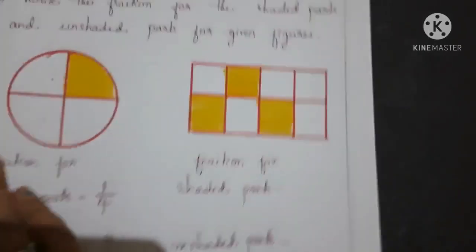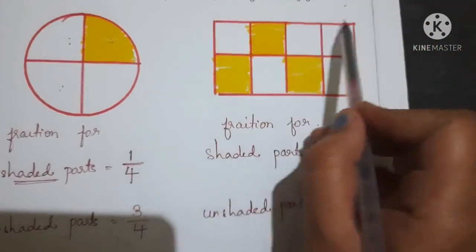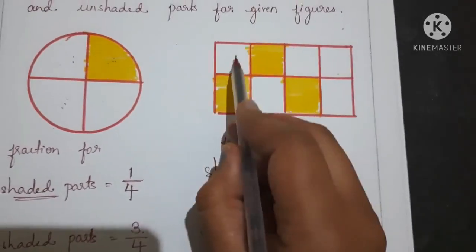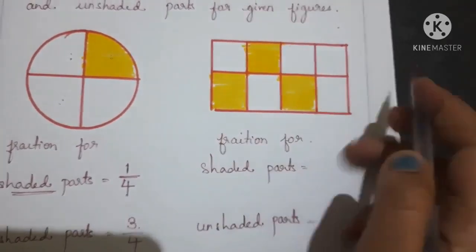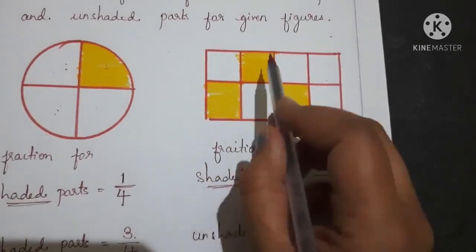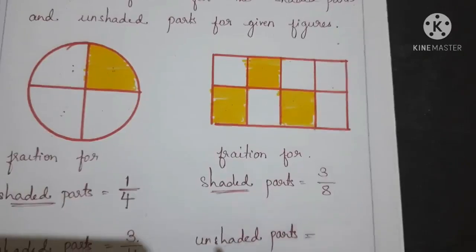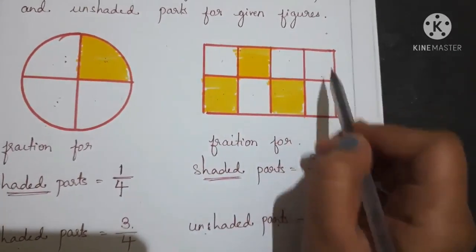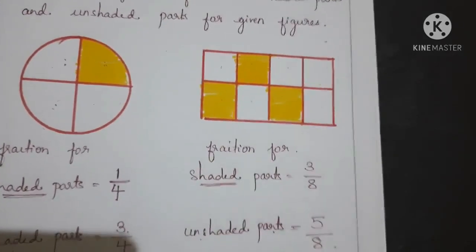Easy. Let us do this figure. This is a whole and it is divided into how many parts? 1, 2, 3, 4, 5, 6, 7, 8. 8 parts. How many are shaded? 1, 2, 3. 3/8. Right. How many are unshaded? 1, 2, 3, 4, 5. 5/8.